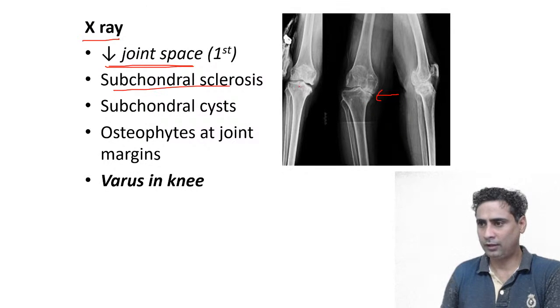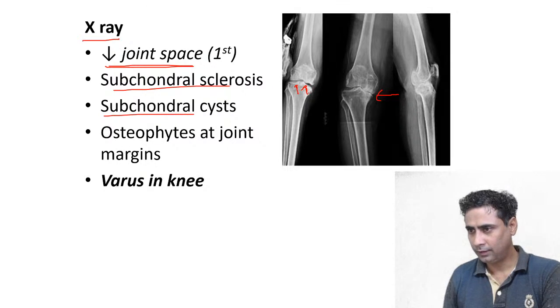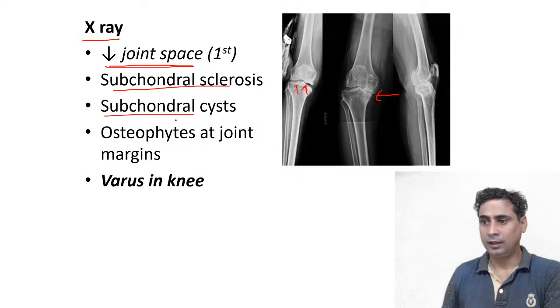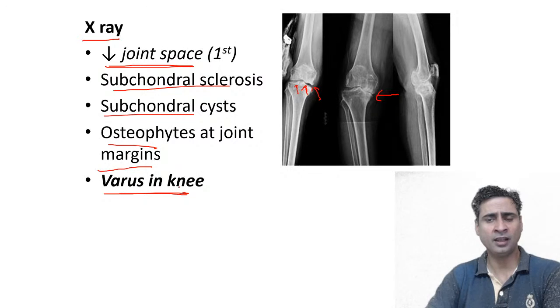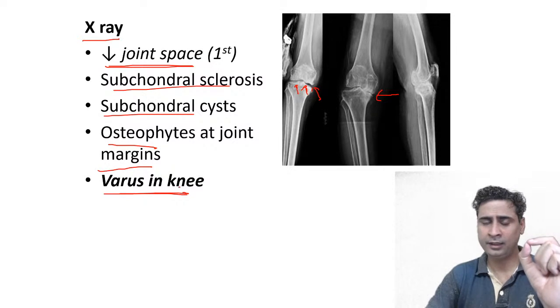There will be subchondral sclerosis. Here you can see subchondral cysts. Here I cannot see any cysts. Yeah, here there will be osteophytes at joint margin. Here you can see these are new bone formation, osteophytes, and in knee joint you will get varus deformity. These are the important radiological findings. Earliest finding is decrease in joint space.